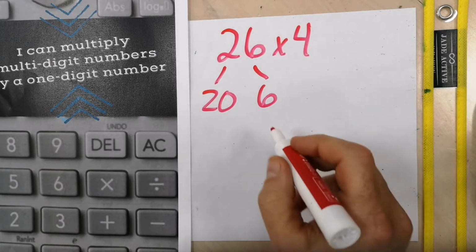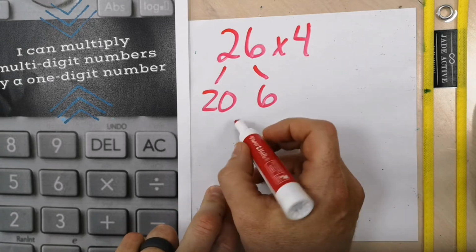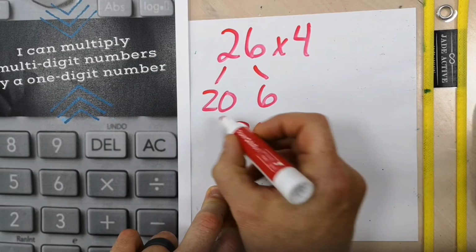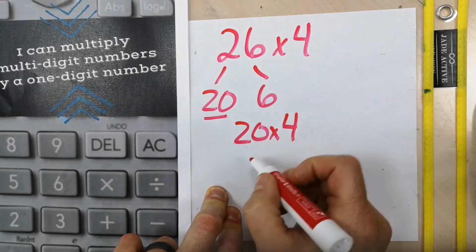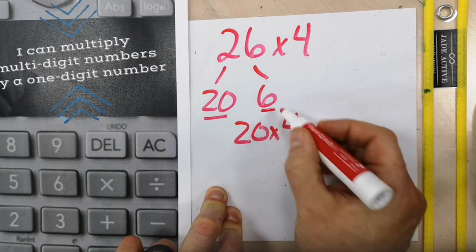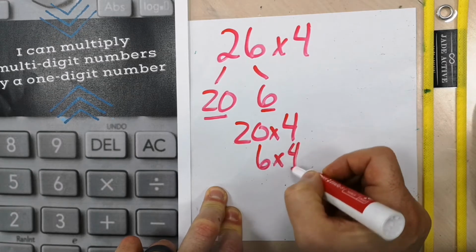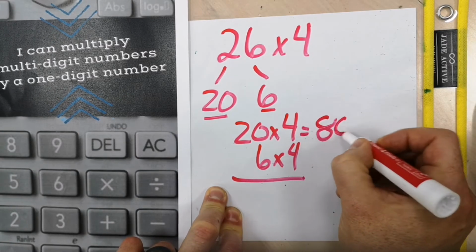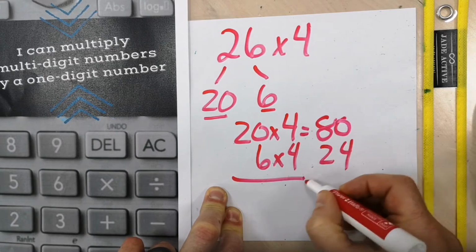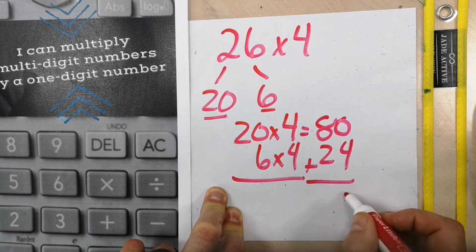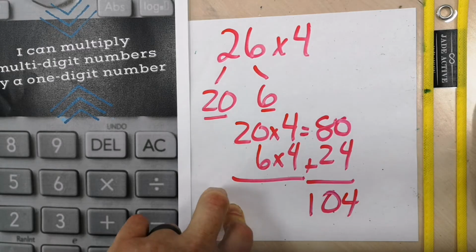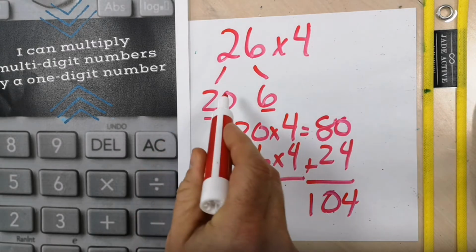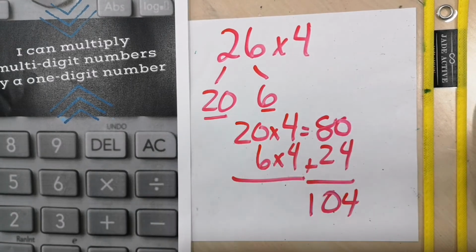So now when I take these numbers here, yes, it seems like there's a lot of steps, but I'm organizing my thoughts. Okay, so I'm going to take this 20 and multiply it by 4, and then I'm going to take this 6 and multiply it by 4, which will give me 80 plus 24, and then I add these together, equals 104. So this is partitioning, where I separate the numbers into tens and ones.